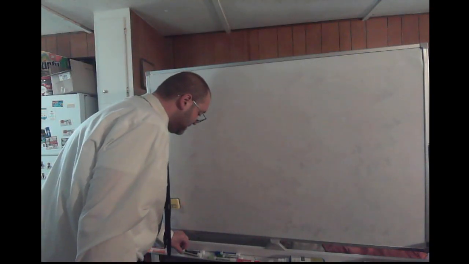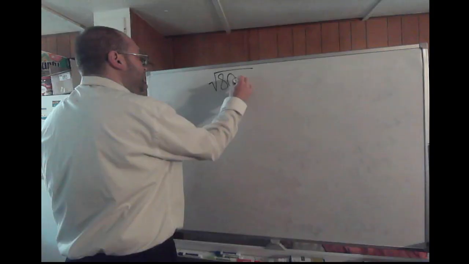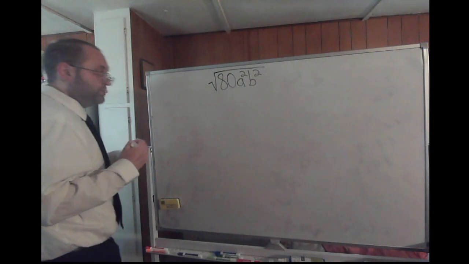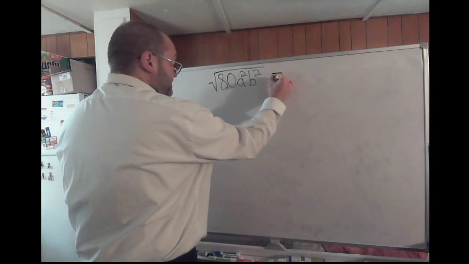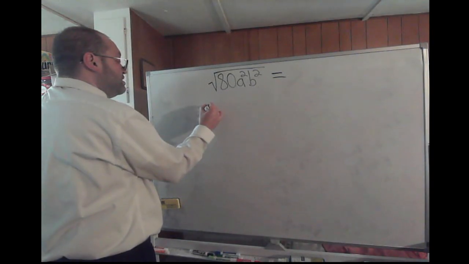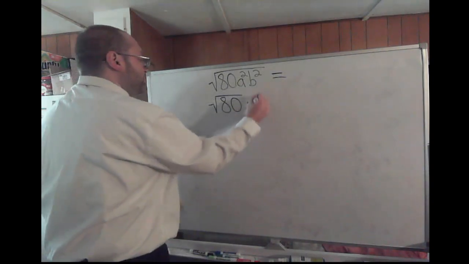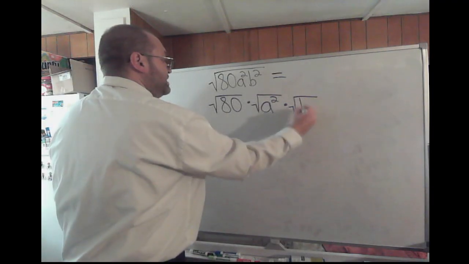All right. We have the square root of 80a squared b squared. So now there's 3 parts to this. We have the square root of 80a squared b squared. Well, we could separate this into 3 parts. We would have the square root of 80 times the square root of a squared times the square root of b squared.